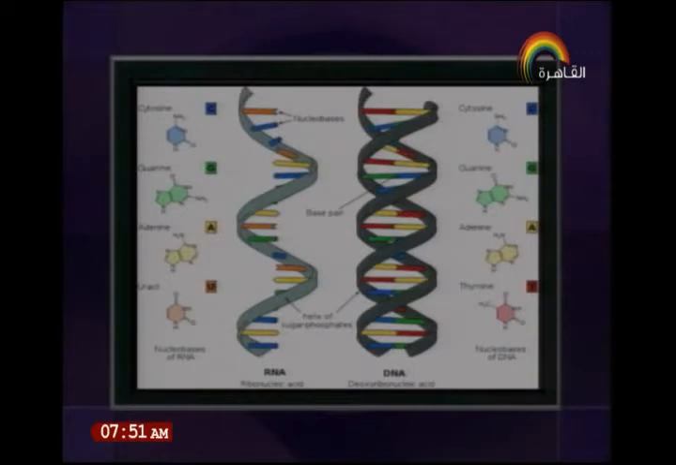This figure illustrates the structure of DNA and RNA. Do you remember? DNA consists of 2 strands of sugar phosphate backbone, and each nitrogenous base binds with another nitrogenous base with a hydrogen bond. But in RNA, there is 1 strand only. These are the nitrogenous bases of DNA, and these are the nitrogenous bases of RNA.